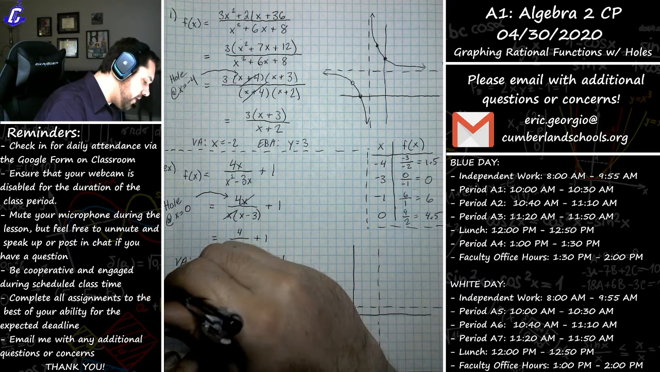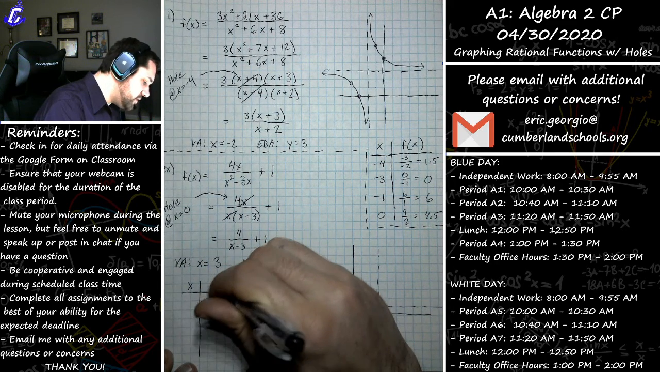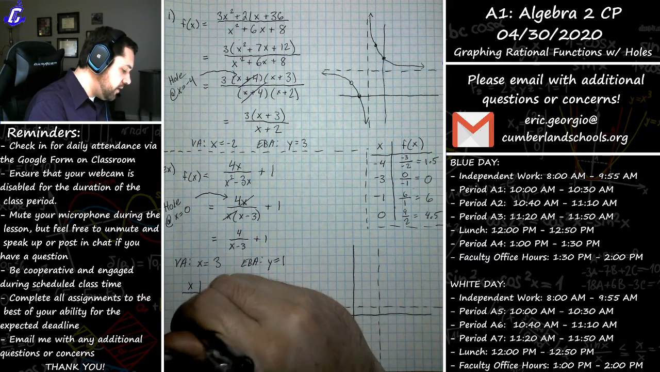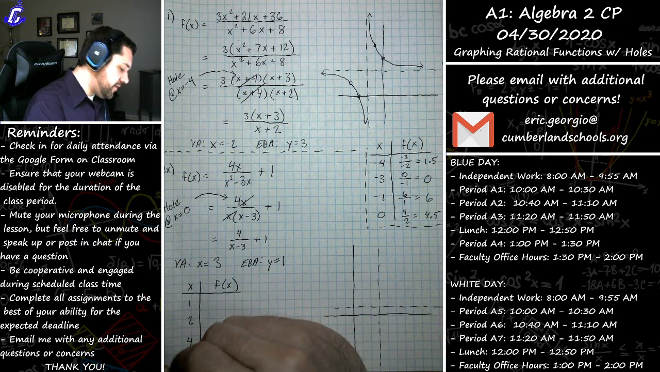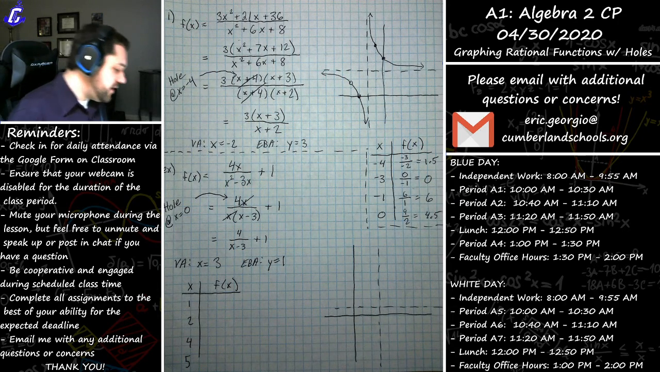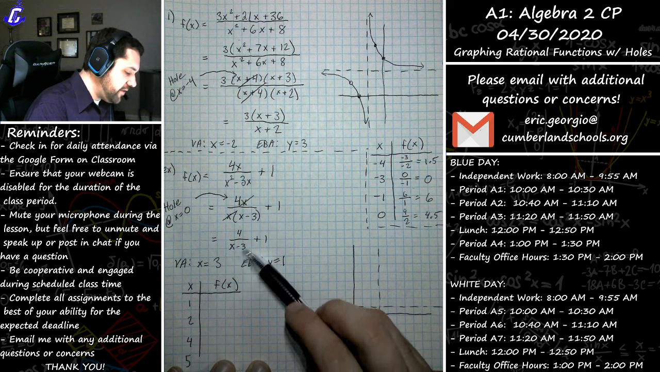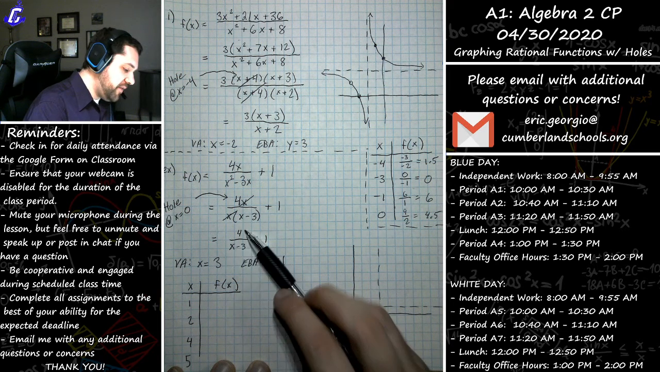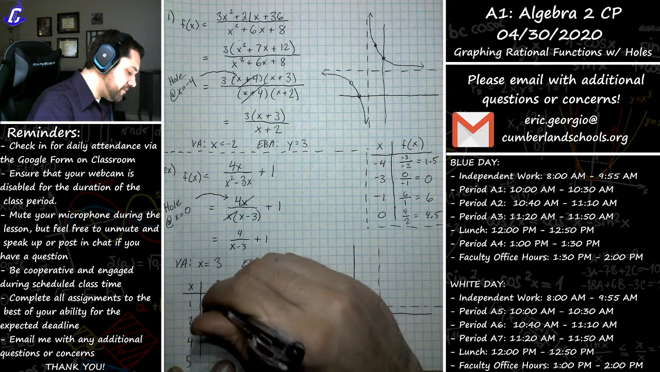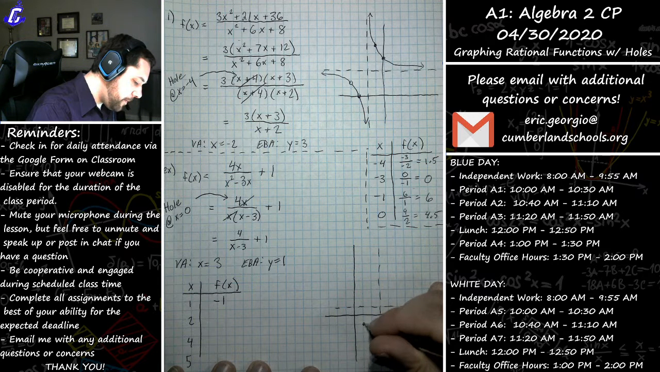Excellent. I can go ahead and create a chart now to test some points. We're doing 2 to the left and 2 to the right of that vertical asymptote. So I'm going to do 1, 2, 4, and 5. Let's take these values, plug them in, and see what we get. If 1 goes in, I get 1 minus 3 is negative 2. 4 divided by negative 2 is negative 2. Plus 1 is negative 1. So I got a point at 1 comma negative 1 right here.